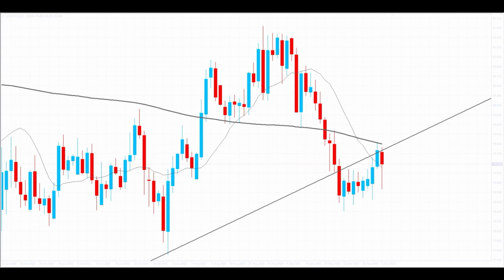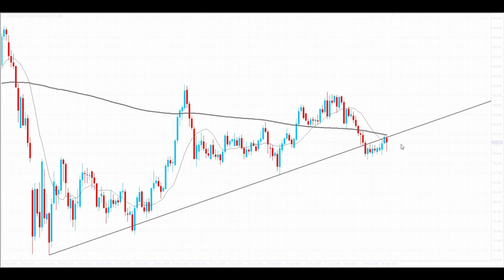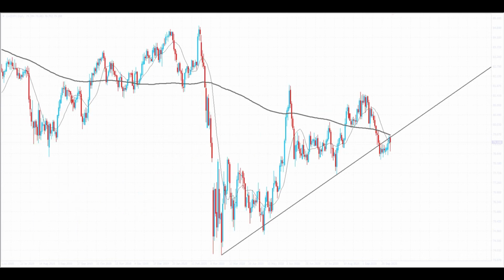As you can see, we came up to test the 200 moving average on the daily chart as well, together with that trend line. So again, a bit of resistance in the market, and if price does hold at this area, we could easily see price start to roll over and CAD JPY continue to the downside.